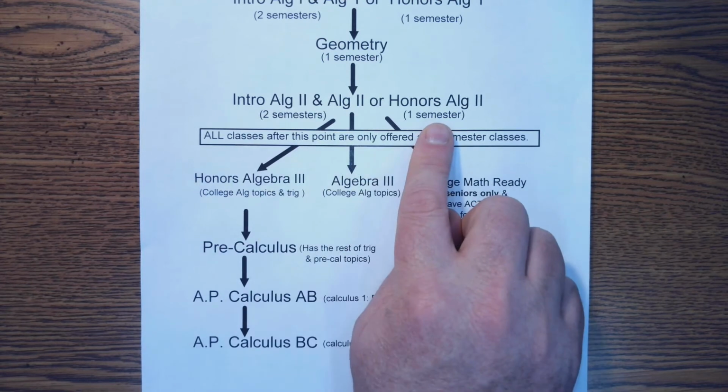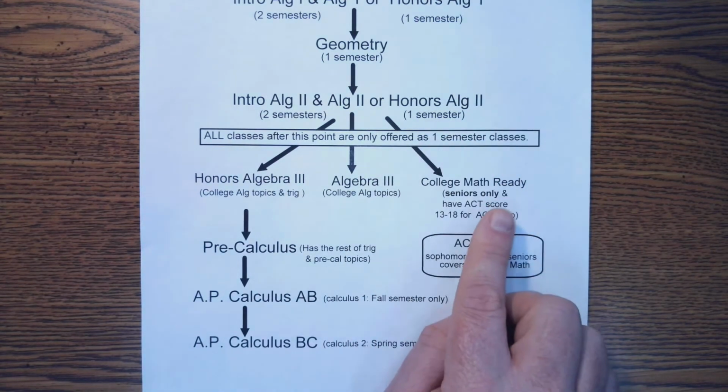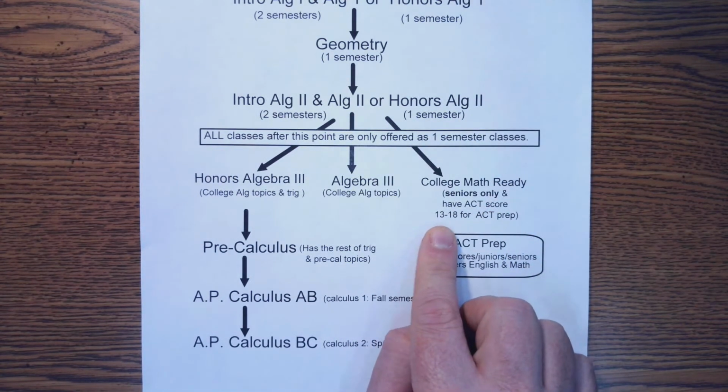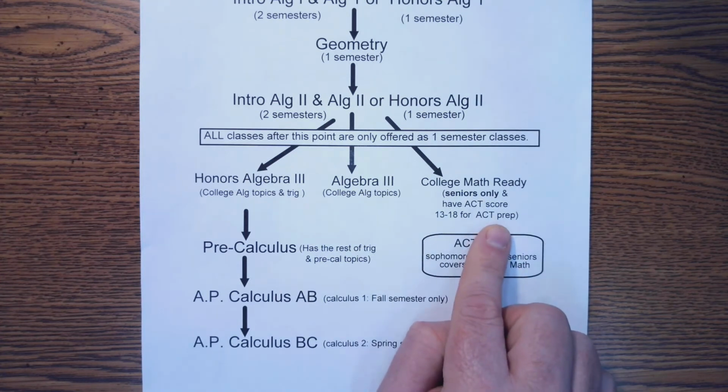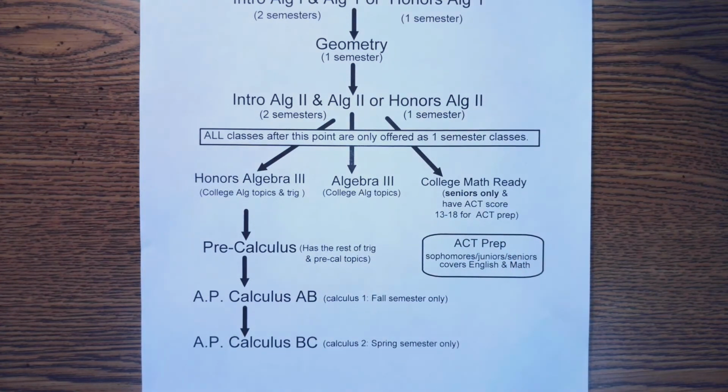Although if you're taking this your junior year, you're also done if you want to. There is an option for seniors with 13 through 18 to do ACT prep. There also are options for you to take various courses at Rose for college credit or another university. Talk to your counselor about that.